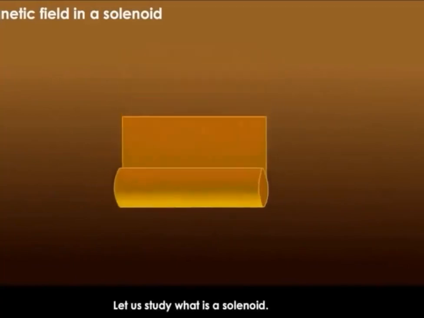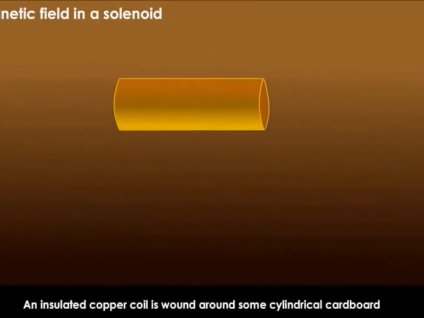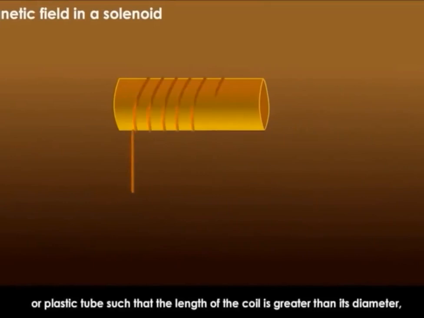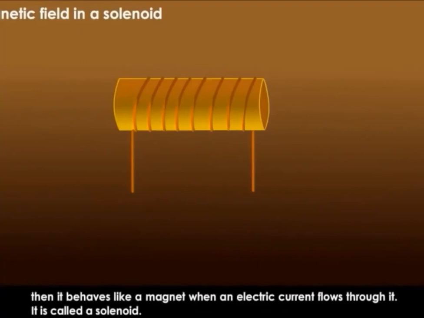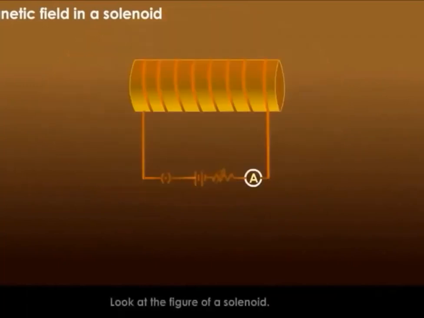Let us study what a solenoid is. An insulated copper coil is wound around some cylindrical cardboard or plastic tube such that the length of the coil is greater than its diameter. Then it behaves like a magnet when an electric current flows through it. It is called a solenoid. Look at the figure of a solenoid.